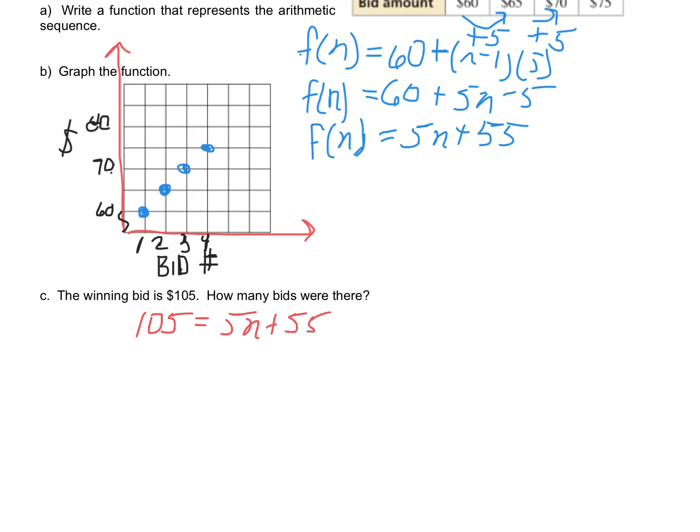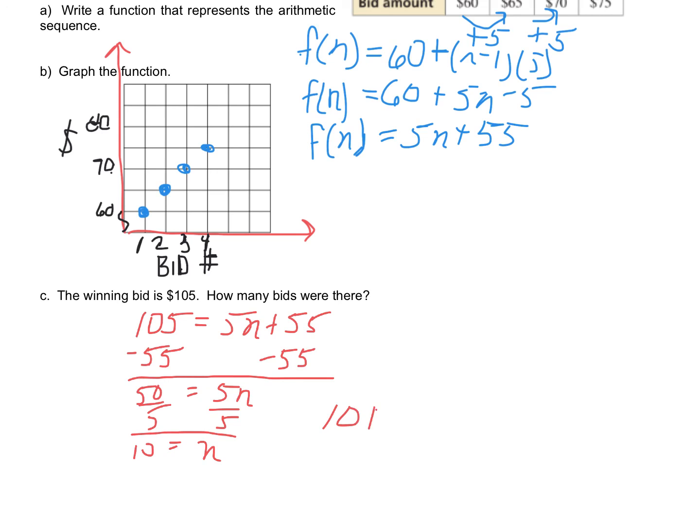Then it's just a matter of finishing off our equation. So we know that means to subtract 55 from both sides to get 5n equals 50. And then when we divide by 5 on both sides, n equals 10. And then we want to include its 10 bids. That would get me to the 105.